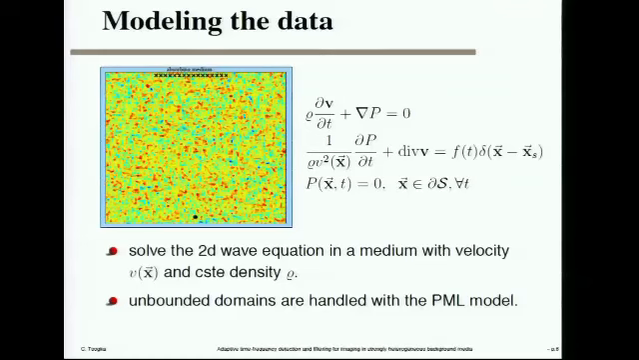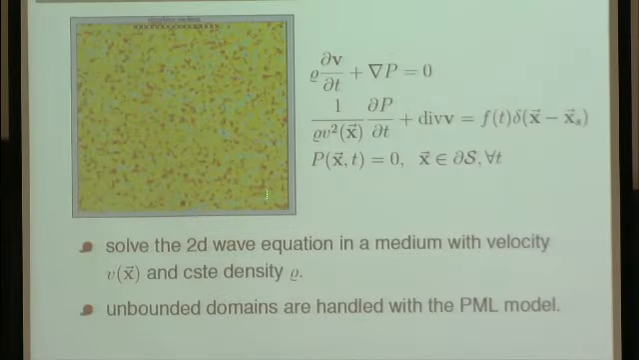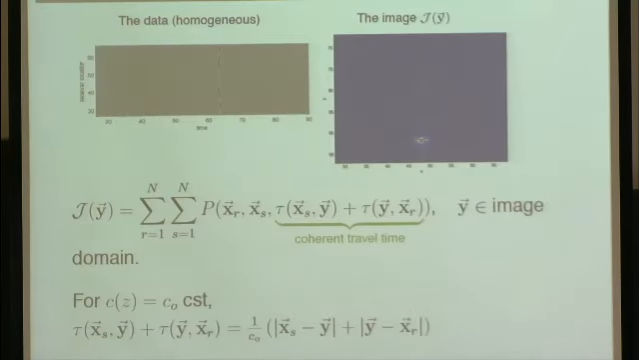So I take a search domain that is around my object, and then I discretize it. So I have points y that run in this search domain. And for each point y in the search domain, I will compute the travel time it takes for the wave to go from the source down to this point and back to the receiver. I call it the coherent travel time because here I compute the travel time in the smooth known part of the background. Here my background is very simple, so travel time is just distance over a constant velocity.